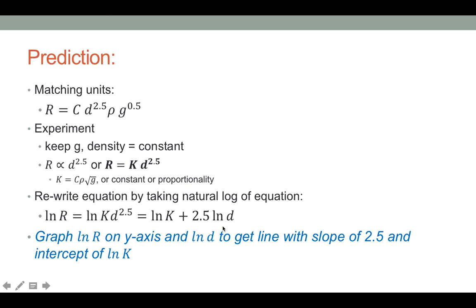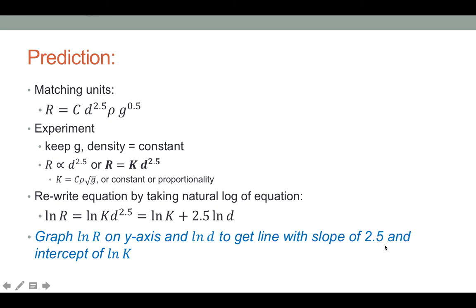So our prediction is going to be that if we graph the rate at which the sand flows out as a logarithm on the y-axis, the diameter of the hole as a logarithm on the x-axis, we should get a straight line with a slope of 2.5 and an intercept that'll be the logarithm of this constant k. Key thing is we're predicting the slope will be 2.5.